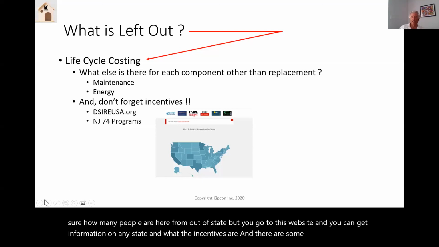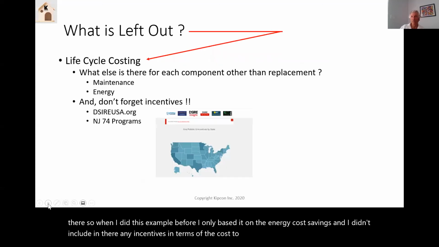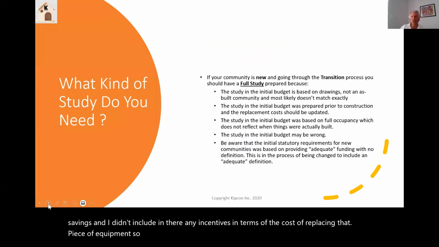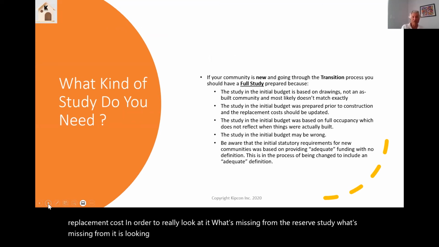So when I did this example before, I only based it on the energy cost savings, and I didn't include any incentives in terms of the cost of replacing that piece of equipment. So that's what's left out, life cycle costing. Keep in mind, it's not just the replacement cost. What's missing from the reserve study is looking at the maintenance costs and the energy costs on top of the components.